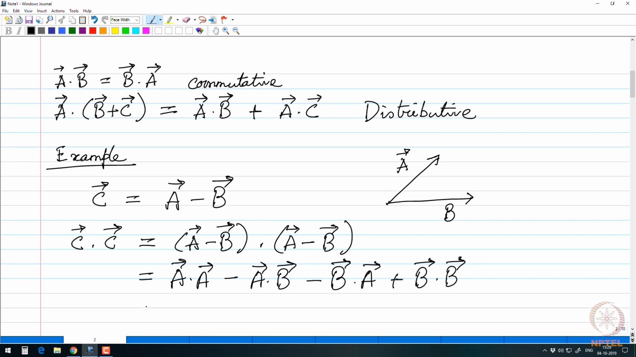Because of its commutative property, we have A dot B equals B dot A, and that gives us A squared plus B squared minus twice AB cosine of the angle theta between the vectors A and B. So, this quantity can also be expressed as C squared. This is known as the law of cosines.